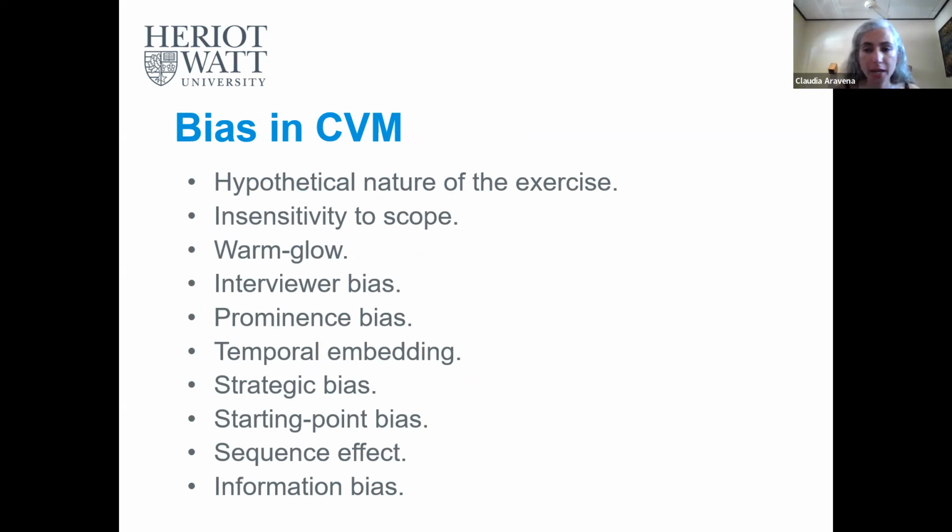Some biases you get, again, I'm only going to mention them because we unfortunately don't have the time to go through all of this: it is not completely real, it's hypothetical. The insensitivity to scope, people not focusing, the warm glow, people trying to say yes because they just want to be nice and good, interviewer bias, a lot happening, prominence bias, the temporal embedding, strategic bias, which is a lot studied in behavioral economics, the starting point bias, which is what produced the anchoring effect, sequence effect when you have more than one valuation, information bias, sometimes you give more information or inaccurate information or biased information, and then you create a biased valuation.